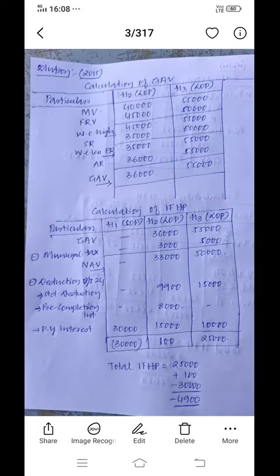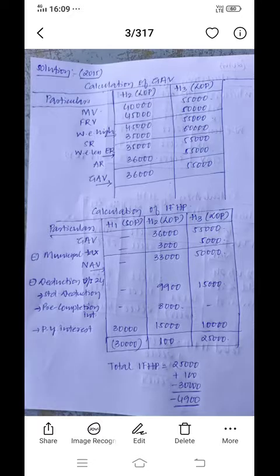Add that and deduct it, 33,000, from the net annual value. So you will get 100 rupees. You will get how much? 100 rupees. For house 3, 15,000 plus 10,000, that you have to deduct from 50,000. So you will get 25,000.